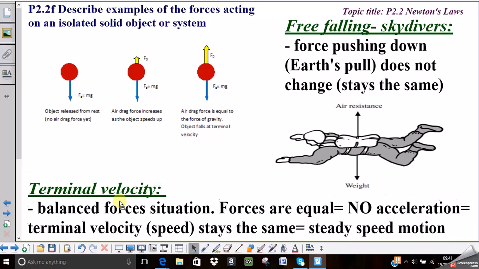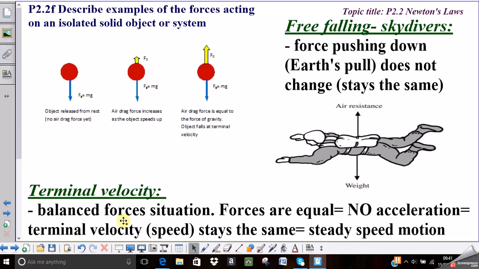Now, terminal velocity is the situation when there are balanced forces, when forces are equal, when there is no acceleration. At terminal velocity, the speed stays the same. That's a steady speed motion.